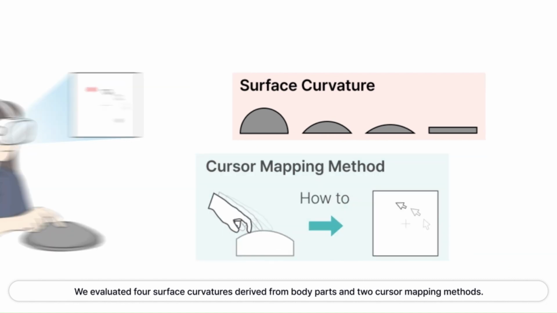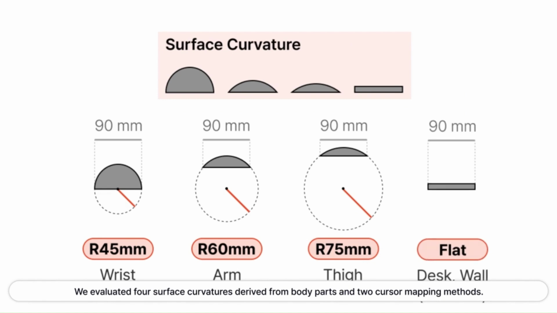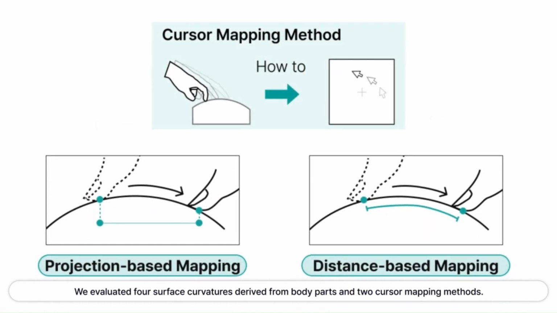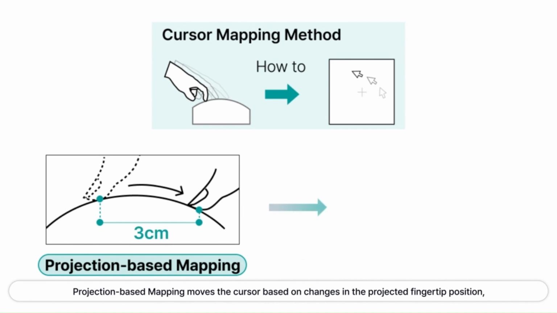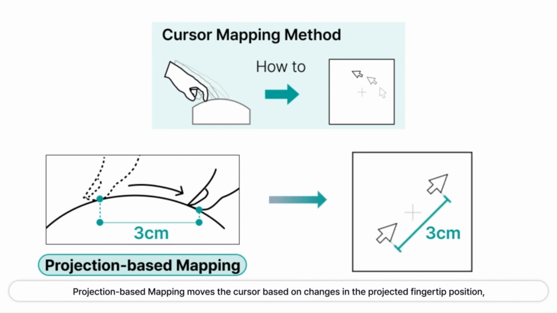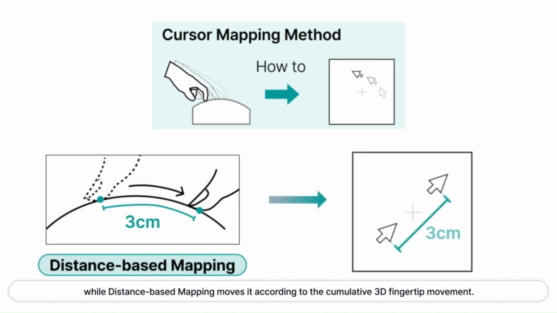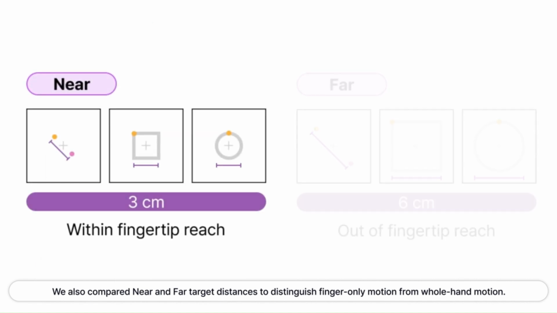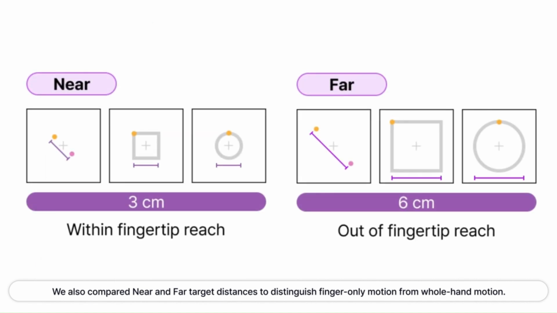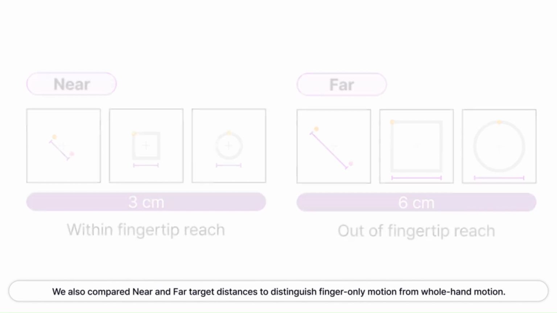in XR. We evaluated 4 surface curvatures derived from body parts and 2 cursor mapping methods. Projection-based mapping moves the cursor based on changes in the projected fingertip position, while distance-based mapping moves it according to the cumulative 3D fingertip movement. We also compared near and far target distances to distinguish finger-only motion from whole hand motion.